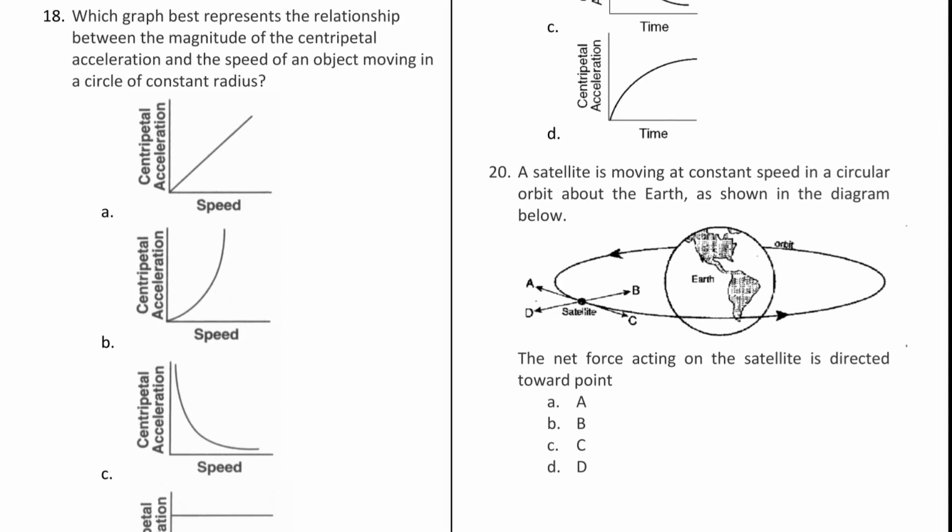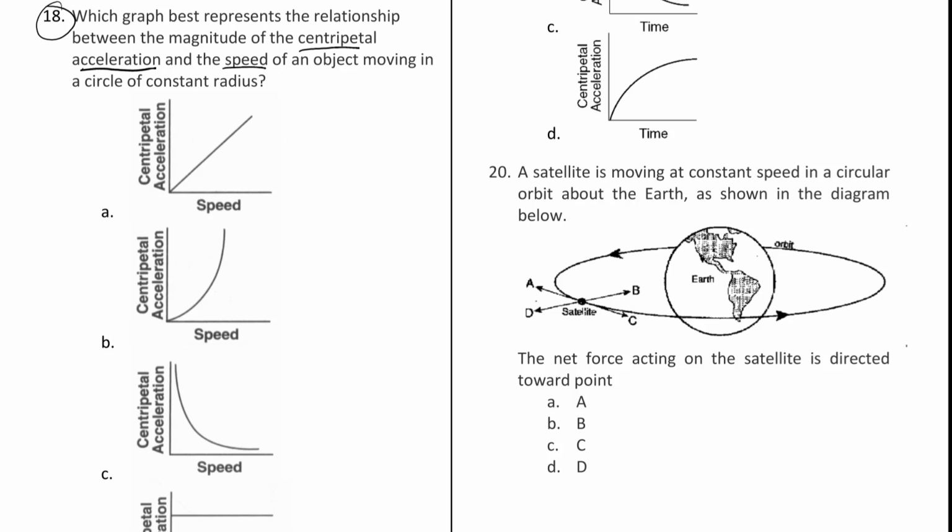Okay, number 18. Which graph best represents the relationship between the magnitude of the centripetal acceleration and the speed of an object moving in a circle at constant radius? These graphs are not guessing games. Sometimes you might be able to intuitively know what graph it's supposed to be, but a good way to check yourself is always to find an equation that relates the two variables on the axes. In this case, they're talking about the centripetal acceleration and the speed, or the tangential velocity. Remember, speed is just the magnitude of the tangential velocity, the amount.